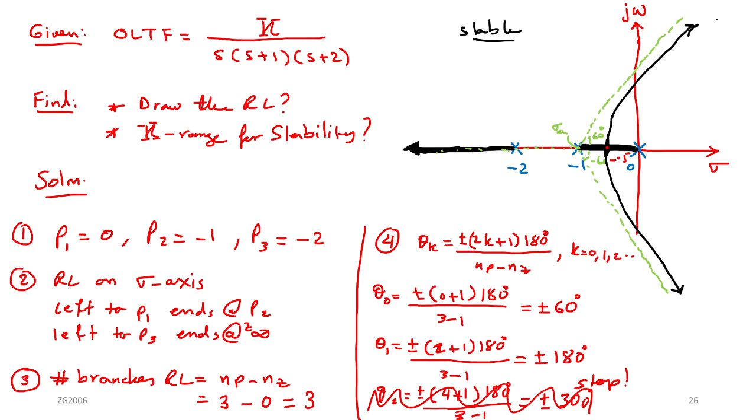Any root in this region will be stable. Let me write it below because I'm going to use this one. How do I know this? Because this is the real part. When it's negative, then the system will be stable. When the real part is positive, then it's going to be unstable.